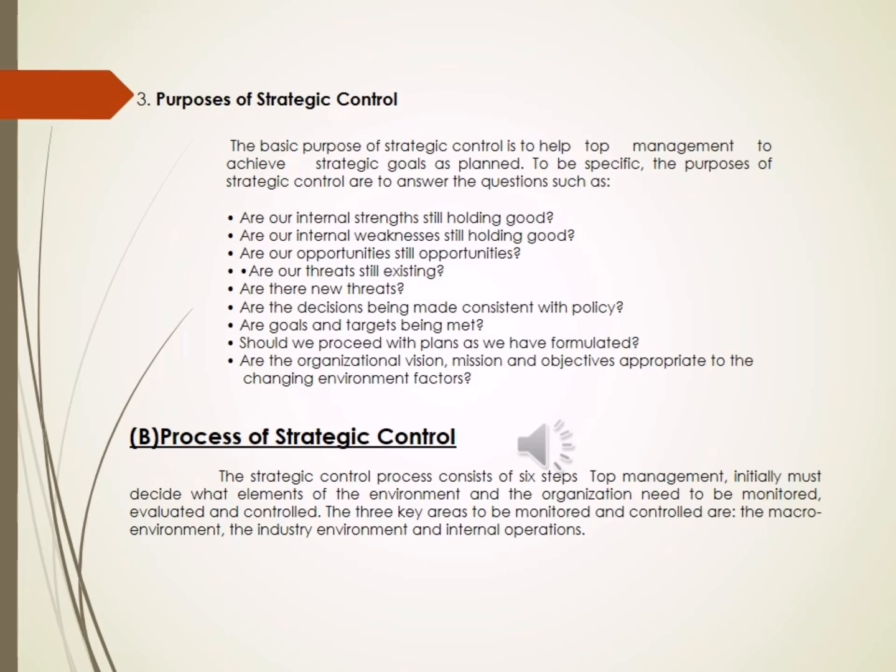Next is the process of strategic control. The strategic control process consists of 6 steps. Top management initially must decide what elements of the environment and the organization need to be monitored, evaluated, and controlled. The 3 key areas to be monitored and controlled are: first, the macro environment, then the industry environment, and the internal operations.